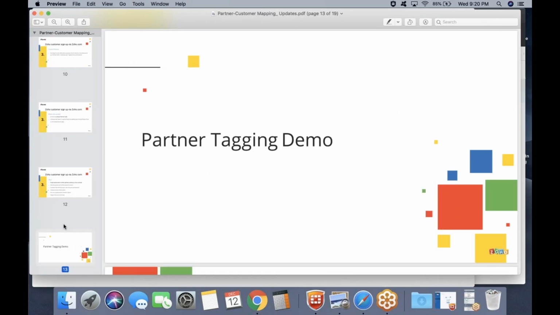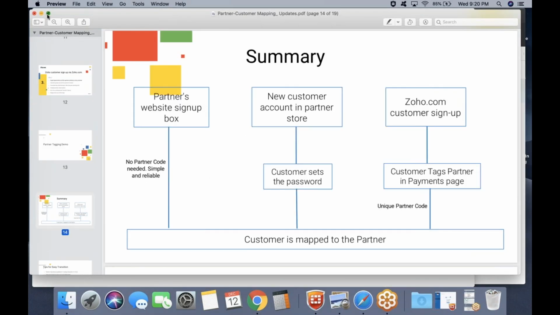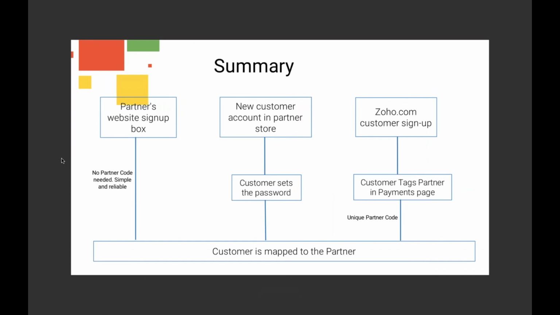Coming back here to our presentation, it's just a quick summary of what's coming up. We just saw all these three methods: the partner website sign up box, where no partner code is needed and the partner is directly mapped to you. If you create a new customer account, the customer will set up the password and they will be mapped to your account. And the third one, when they sign up from Zoho.com, they basically need to tag you as a partner in their payments or subscriptions page, basically add your unique partner code, and now the customer is going to be mapped to you.